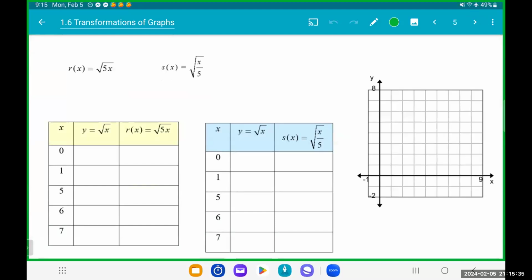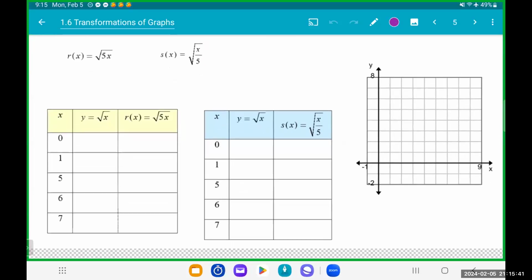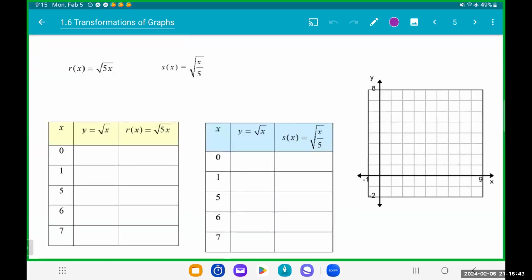Okay, so now let's look at this next one. This next example, we're looking at doing it for the square root. Remember, our square root is 1. Square root of 0 is 0. Square root of 1 is 1. Square root of 2, 3, 4. Square root of 4 is 2. This gives us a clean portion looking. So that's what our original looks like.